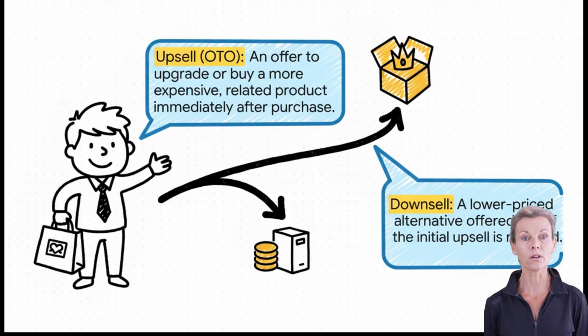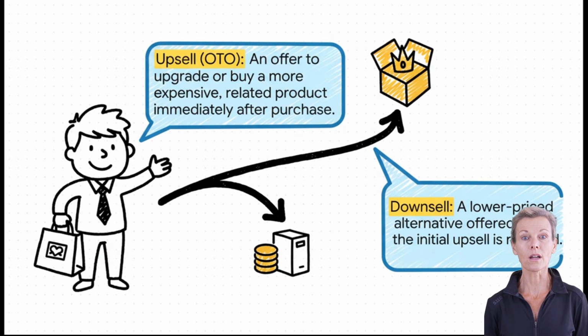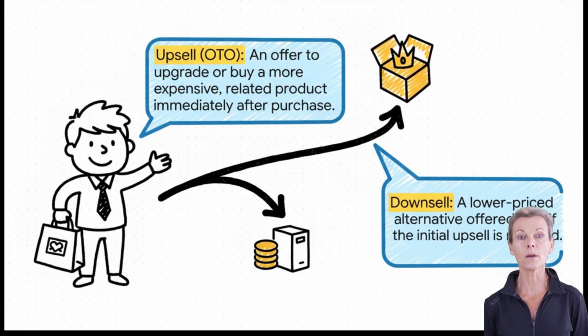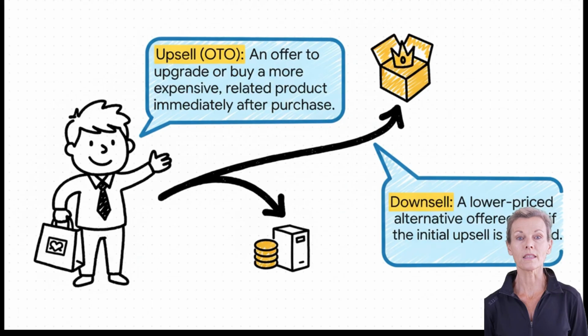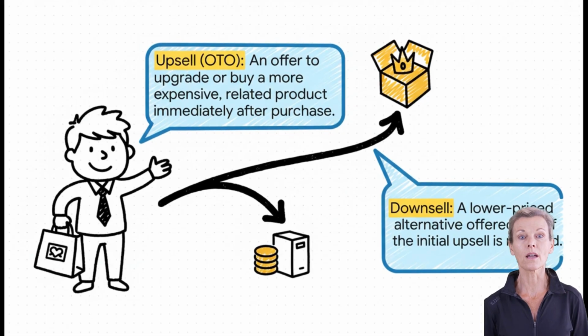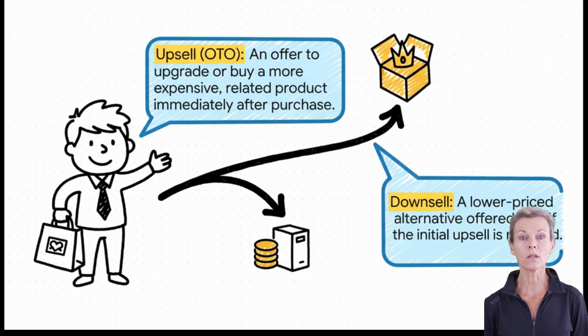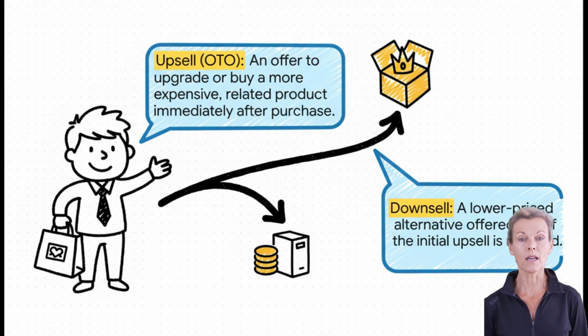So how do you get people to climb that ladder? That's where upsells and downsells come into play. Right after someone buys that cheap little offer, you might hit them with an upsell, a one-time offer to get your main product at a discount. If they say no, you might offer a downsell, a smaller, cheaper version, just to make sure you turn that no into some kind of yes.